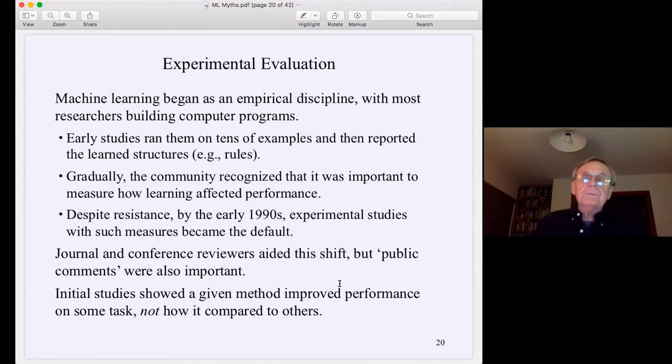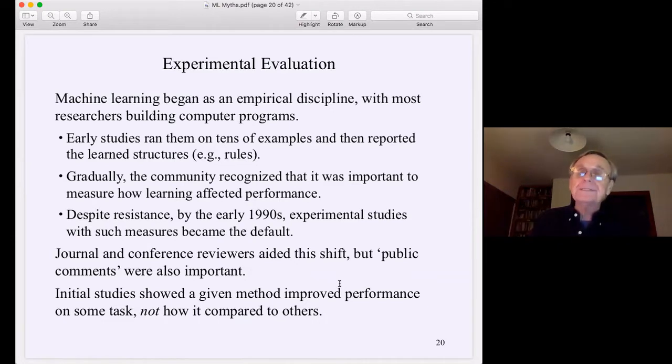Now, machine learning did begin as an empirical discipline. Most researchers would build computer programs and run them, but back then they would typically run them on like 20 or 30 examples, and they would then report the results. They would report what it learned, like a set of rules or something. And they would say, see, it learned the right thing or something reasonable. Gradually, and it took some years, we realized that we needed to do more than that. We needed to measure, remember the thing about hooking learning up to the performance system. We needed to show that learning improved performance. To our surprise, some of these systems actually weren't doing very well. But pretty quickly that changed.